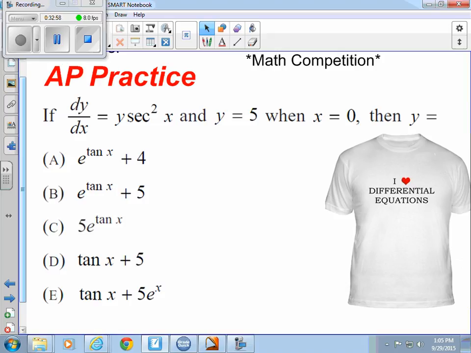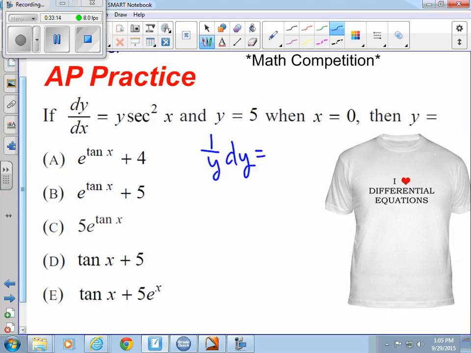Okay. I'm going to go ahead and get it out. You can start looking at it if you wish. So I get 1 over y dy equals secant squared of x dx. Everybody agree? Any questions so far?